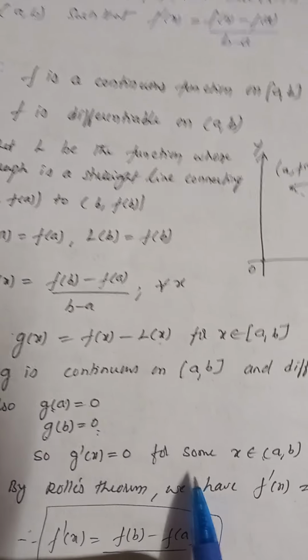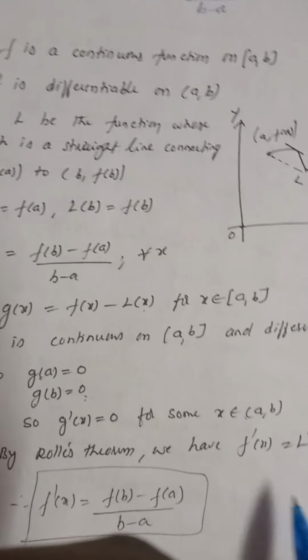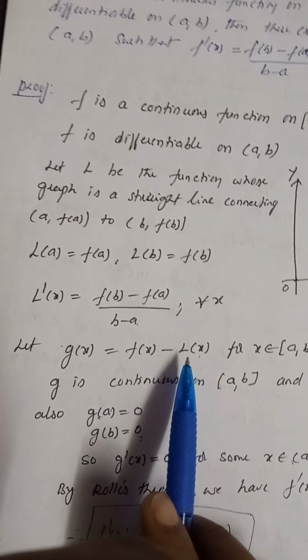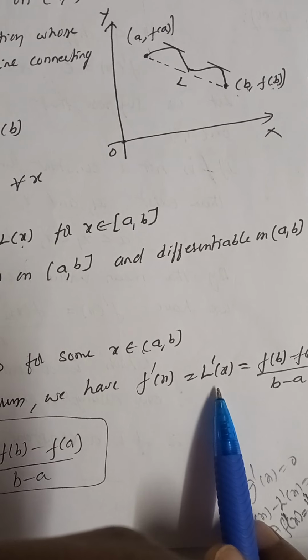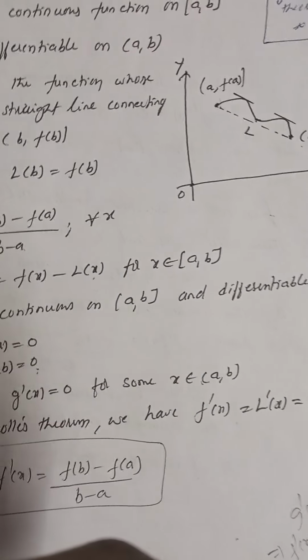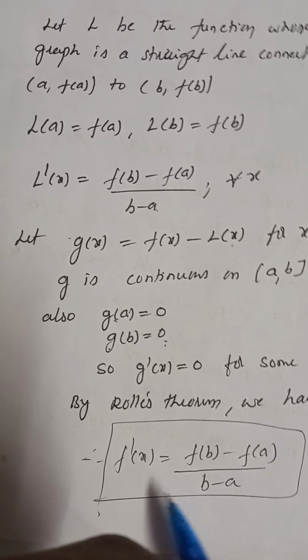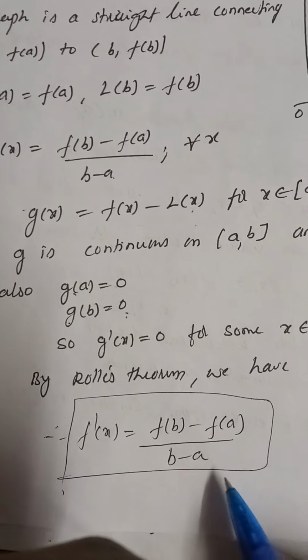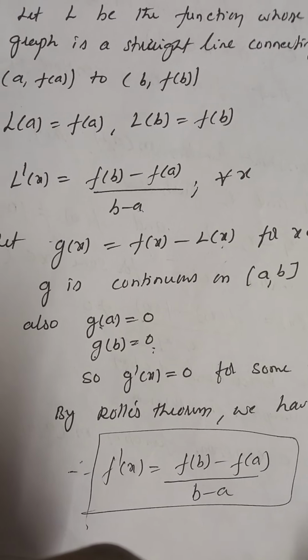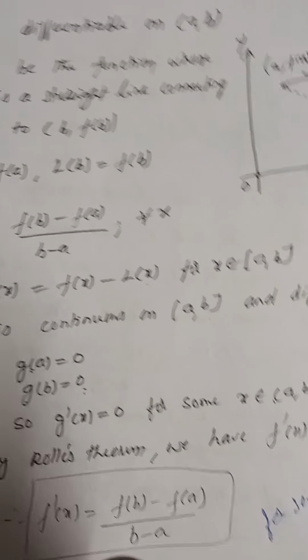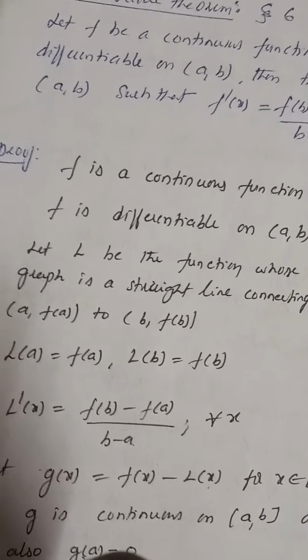Now see, here g dash of x is equal to 0 for some x belongs to open interval. By Rolle's theorem, that means f dash of x minus L dash of x is equal to 0. F dash of x is equal to L dash of x you are getting. What is L dash of x? Here f of b minus f of a by b minus a. Therefore, f dash of x is equal to f of b minus f of a by b minus a for some x belongs to open interval a comma b. This is called mean value theorem.